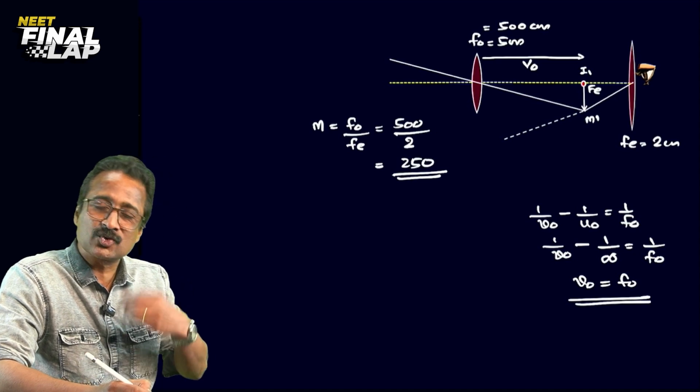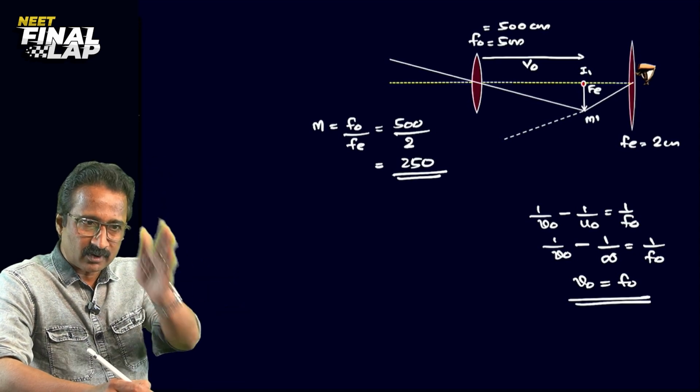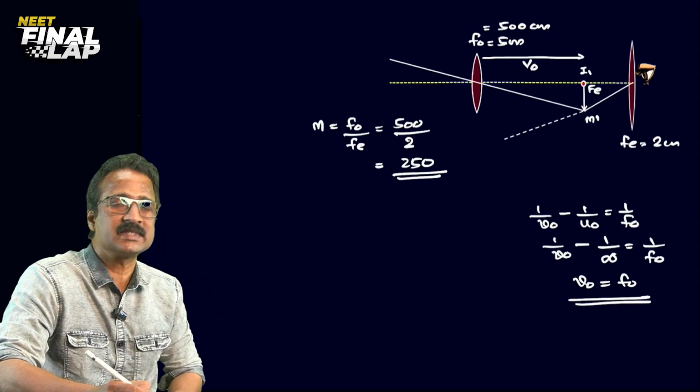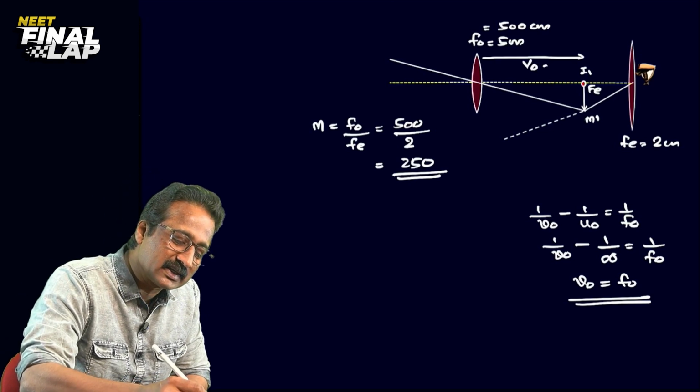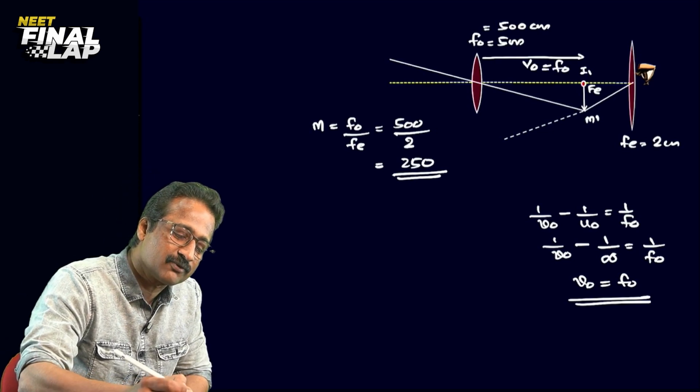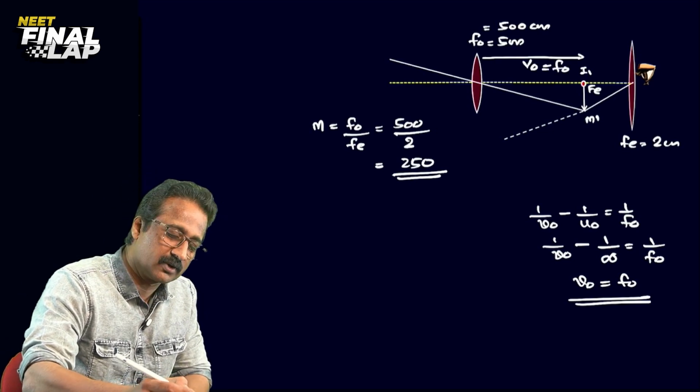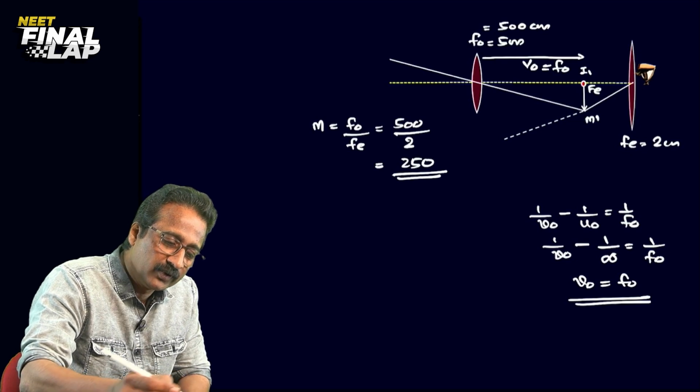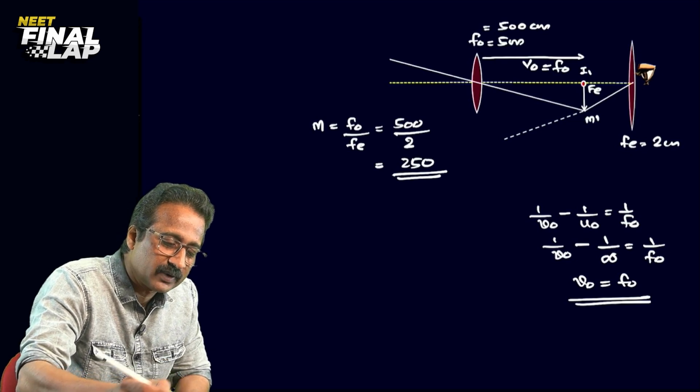So for a telescope, remember, the first image will be formed almost at the focus of the first lens. VO is very close to FO. So VO is FO, which is equal to 500 centimeter.